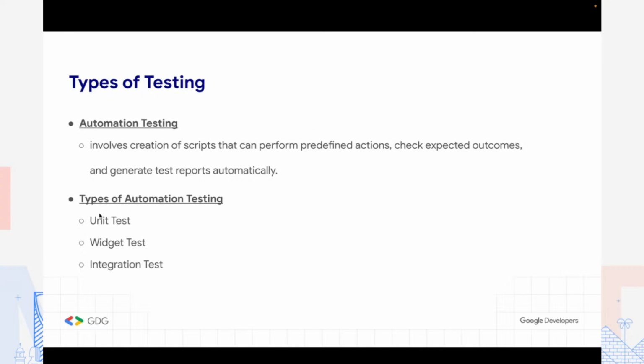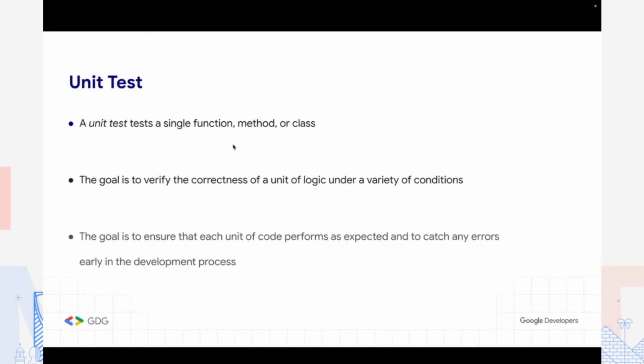So there are three types of automation testing in Flutter. We have unit test, widget test, and integration test. So let us study each of them now. A unit test tests a single function, a method, or even a class, basically a single unit. We do not have multiple functions, multiple methods, or multiple classes here. It's just going to be a single unit that will be tested. And the goal here is to verify the correctness of a unit of logic under a variety of conditions. So we will explore this with the help of an example.